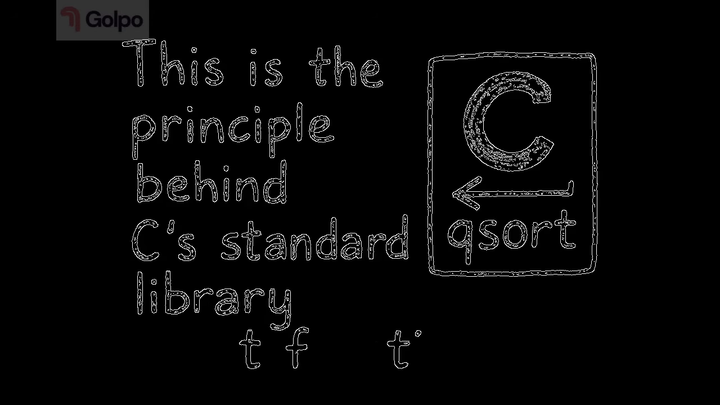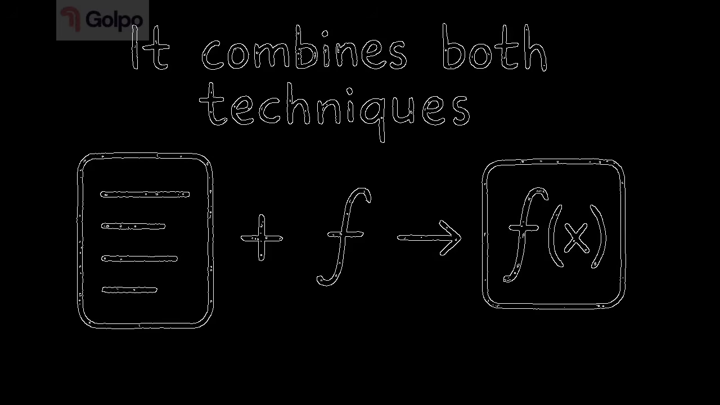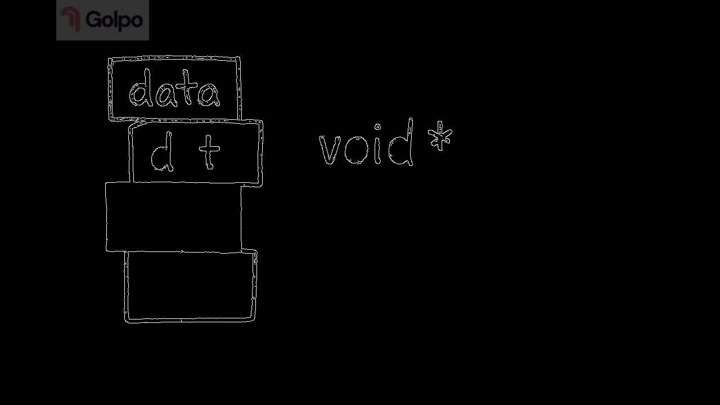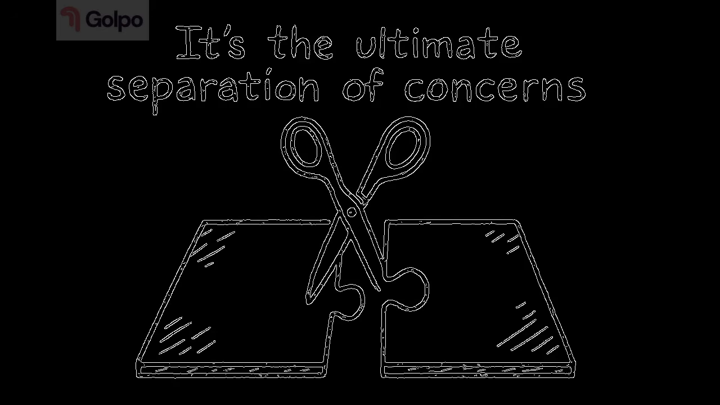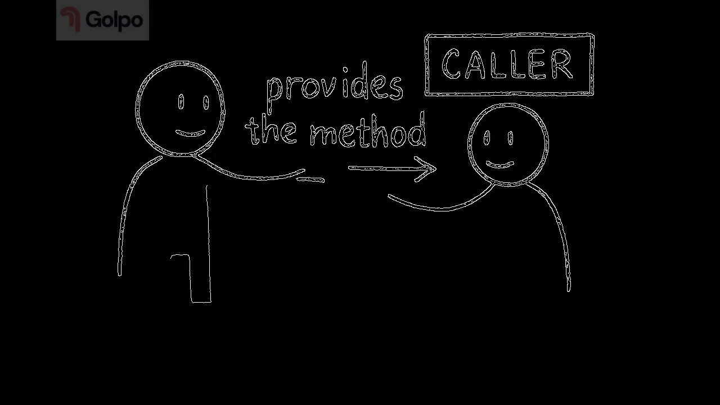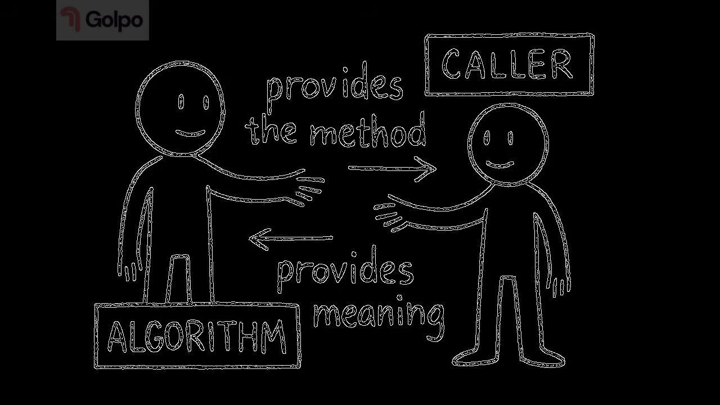This is the principle behind C's standard library qsort function. It combines both techniques. It uses void pointers to work with any data and a function pointer to use any comparison rule. It's the ultimate separation of concerns. The algorithm provides the method, and the caller provides the meaning.